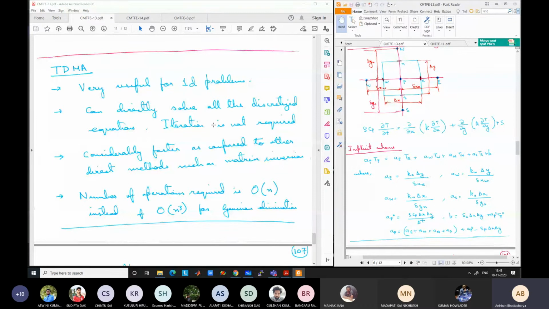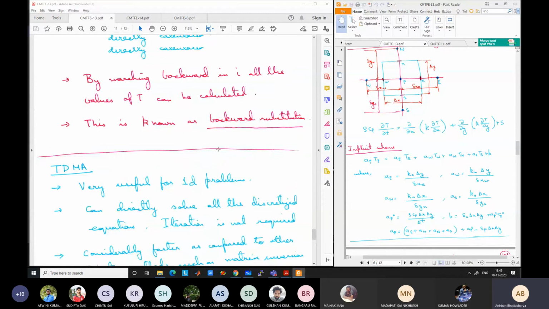So this is very useful for 1D problems. It can directly solve all the discretized equations. Iteration is not required, and it is considerably faster as compared to other direct methods. For example, the number of operations required is of the order of n instead of the order of n cube for Gaussian elimination.